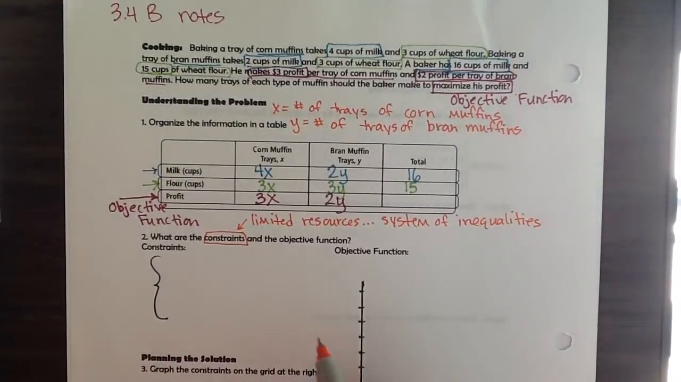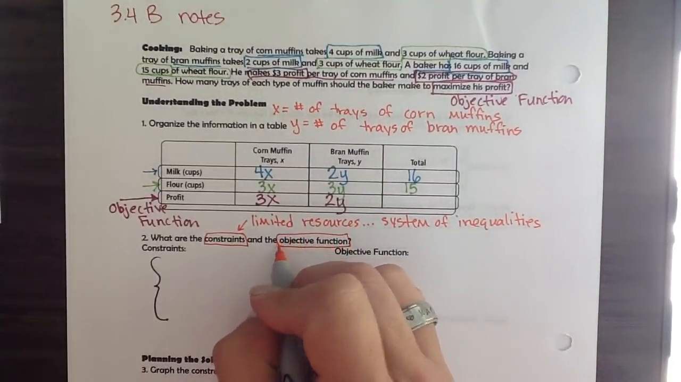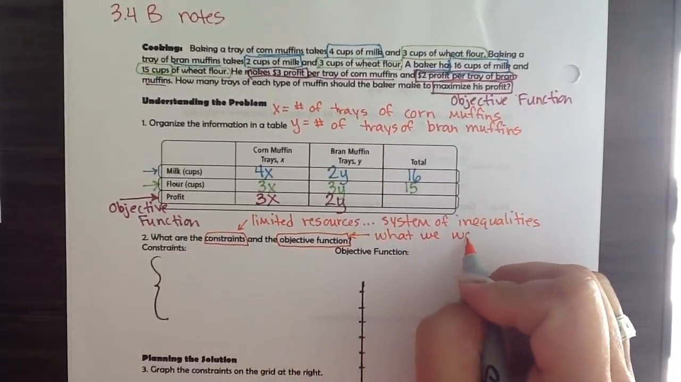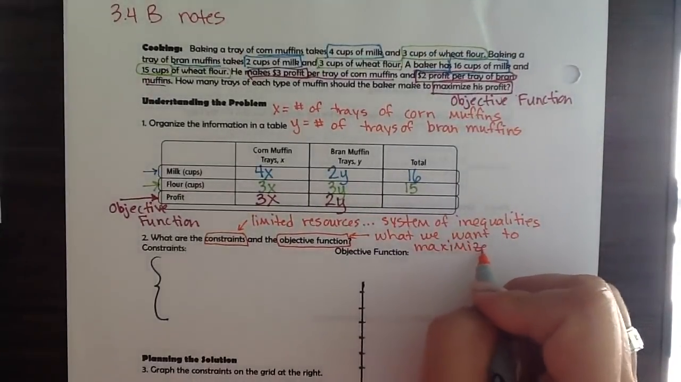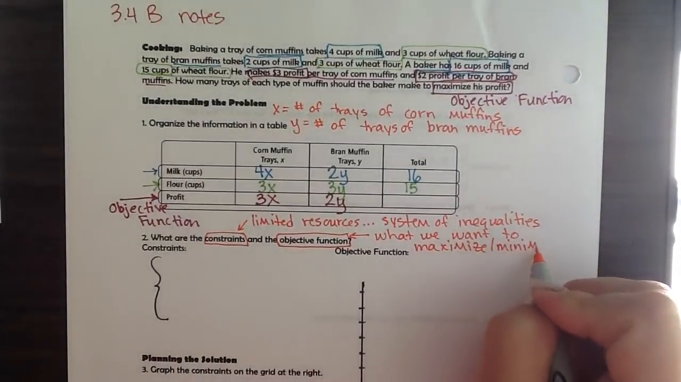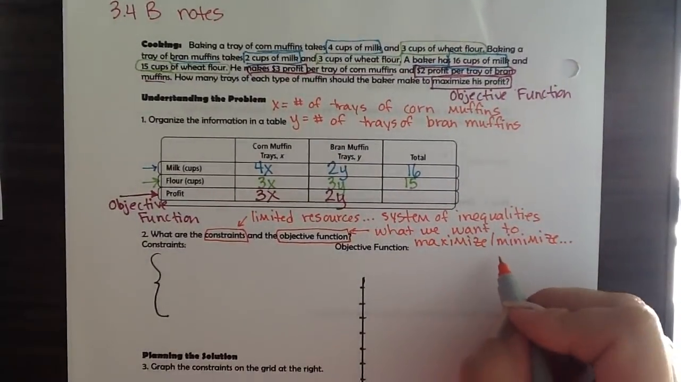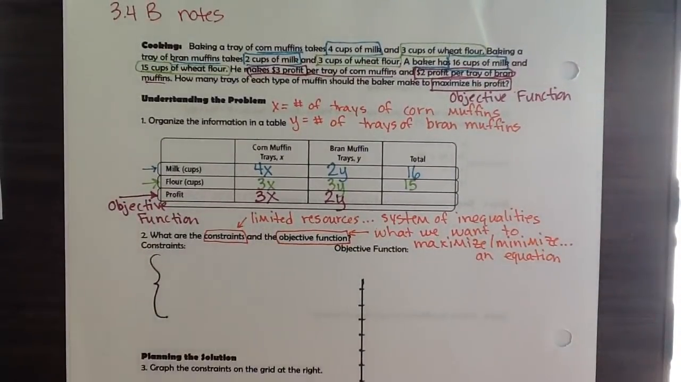The objective function is what we want to maximize or minimize. In this case, we're maximizing profit. And if you remember from the previous lesson, this gets to be an equation. So all of our limited resources will go together to create a system of inequalities, but our objective function is going to create an equation.